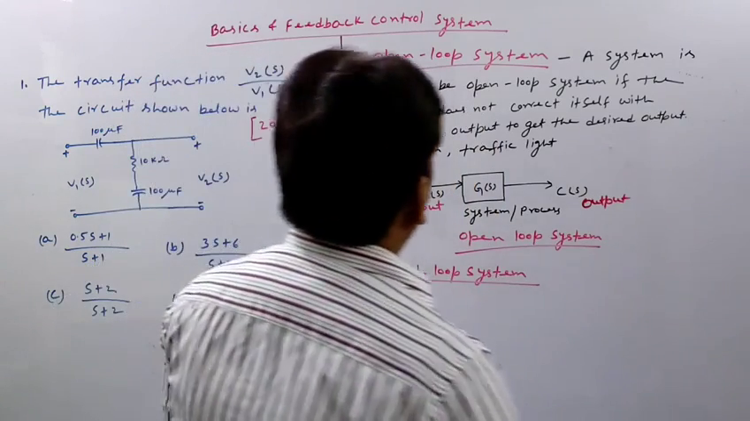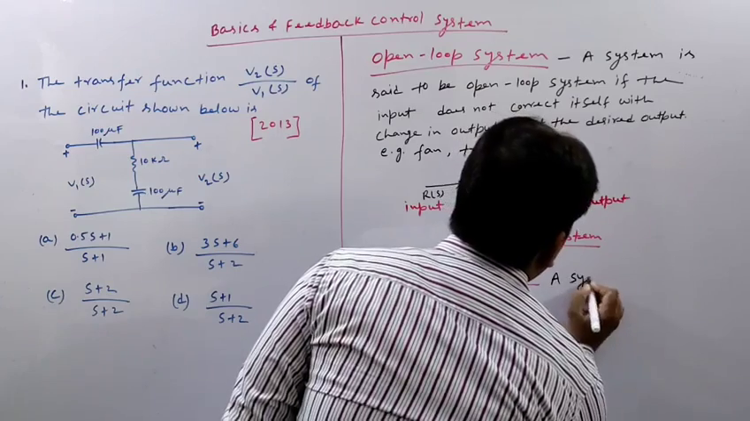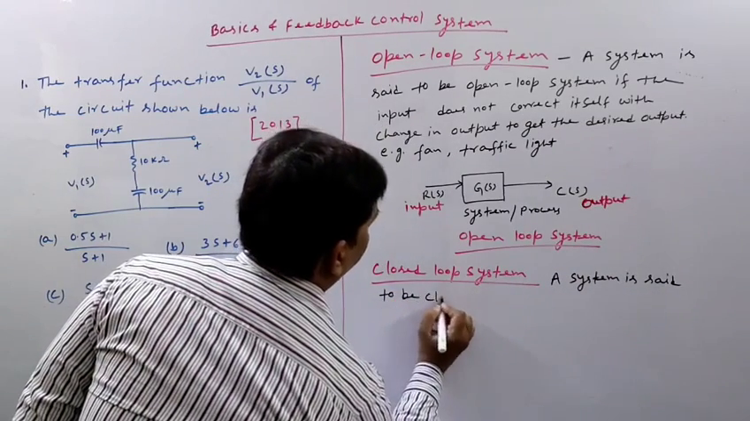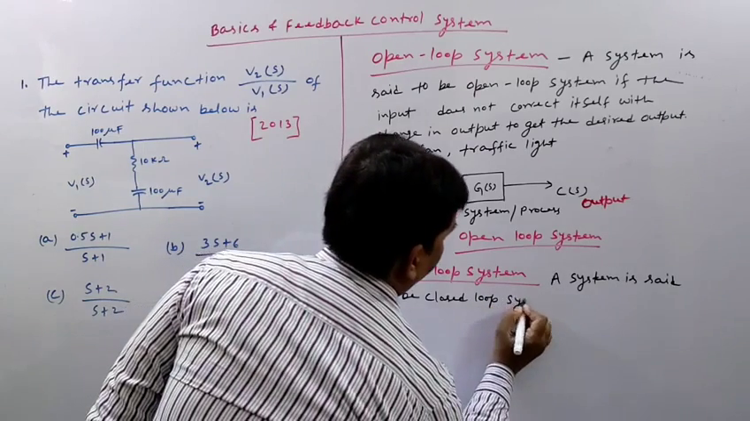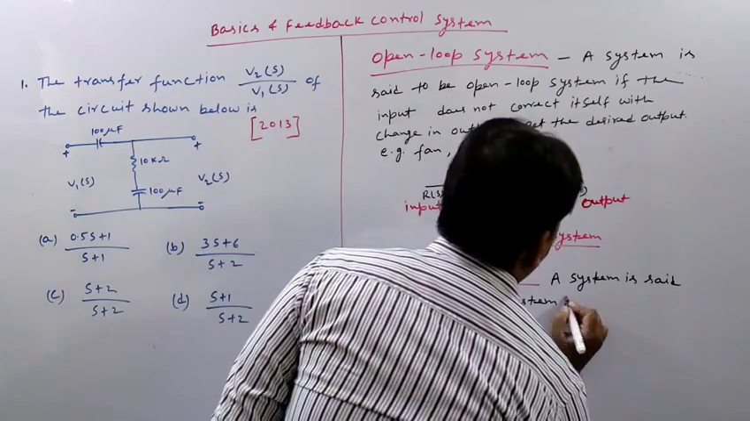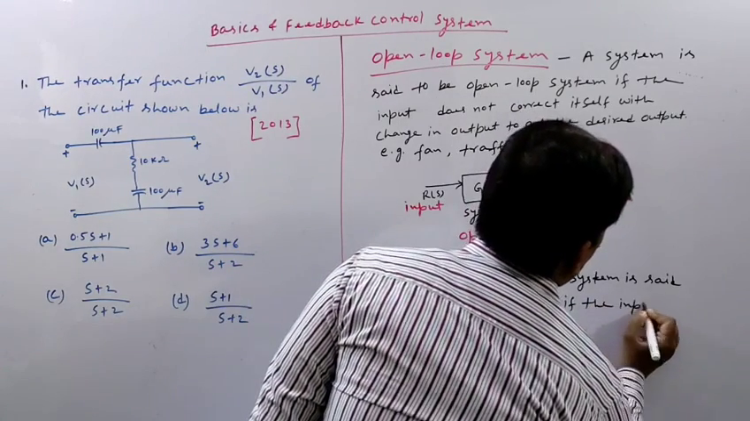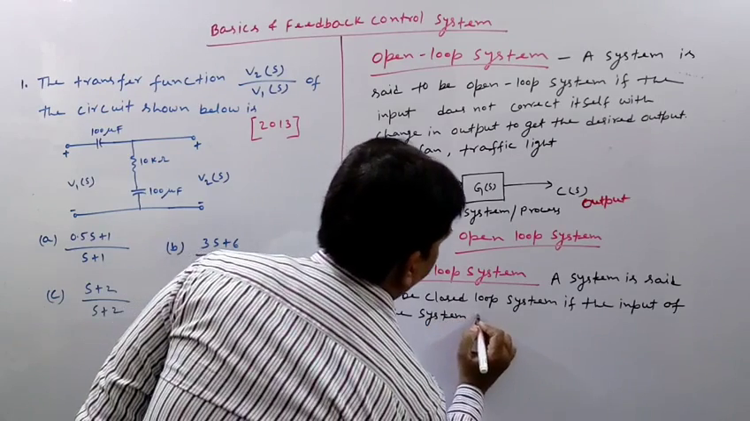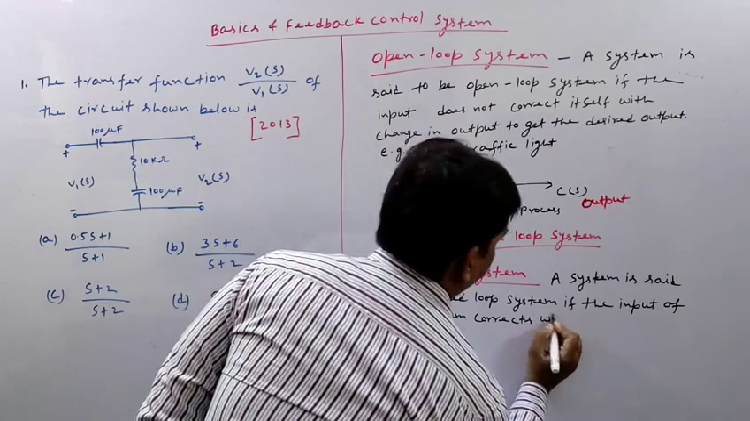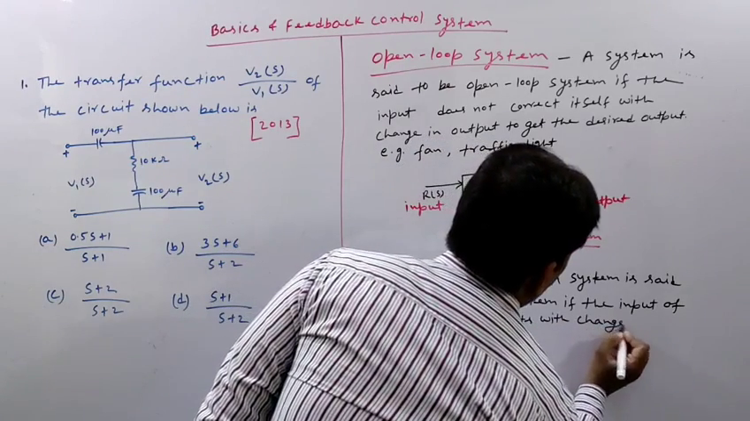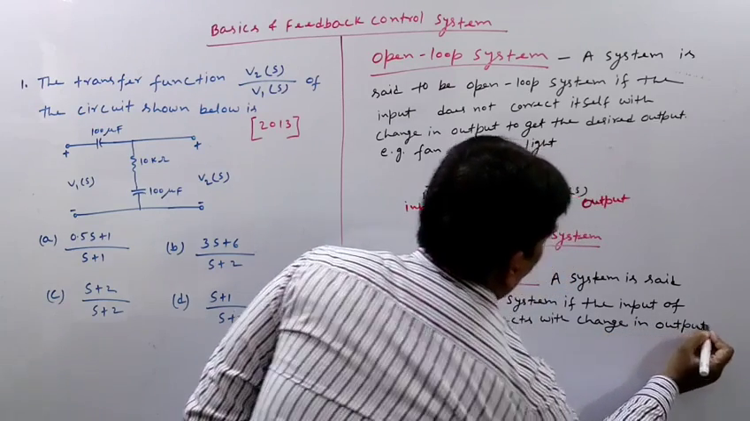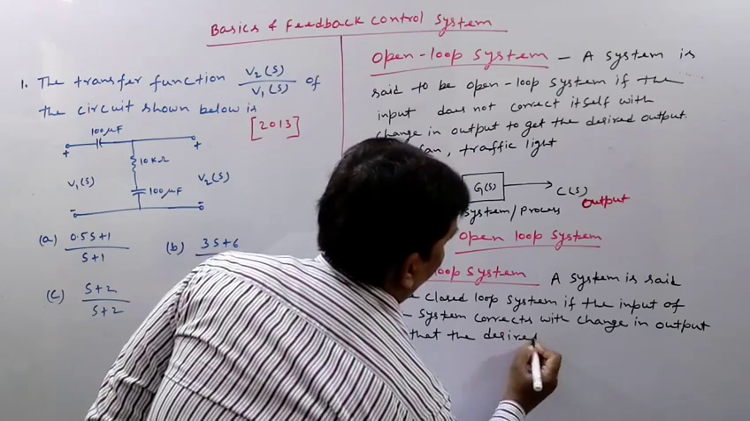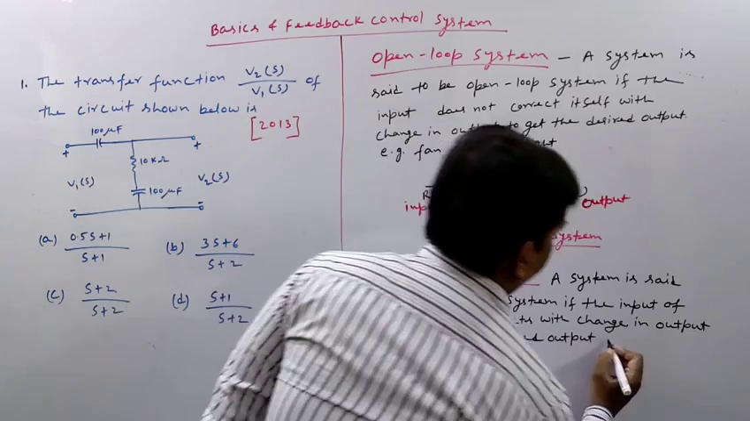So now let me write: a system is said to be a closed loop system if the input of the system corrects with change in output, so that the desired output could be obtained.